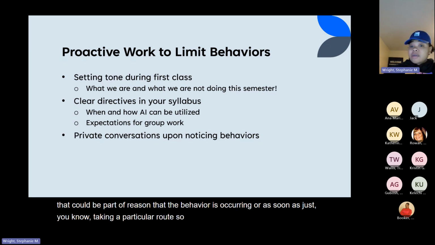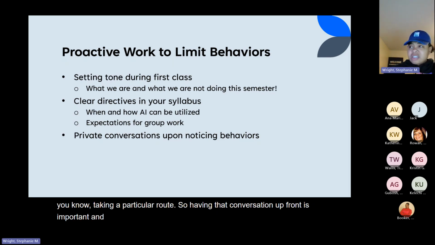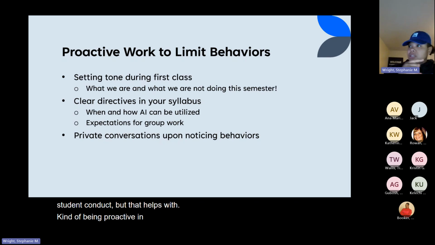So having that conversation up front is important, and that's not something that necessarily needs to be reported to student conduct, but that helps with being proactive and limiting some of the behaviors that I talked about before.